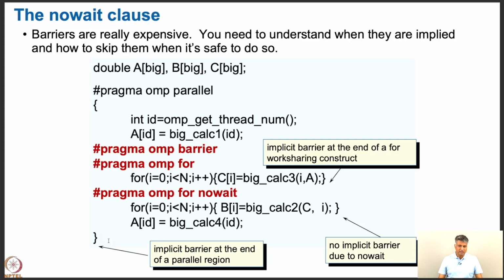But this is very critical in the sense that as a programmer, you need to understand where it is safe to skip and avoid synchronization and where it is unsafe, because with great power comes great responsibility. You might end up corrupting the data if you do not understand these things properly. The positive side of this is that you will be able to extract better performance if you put in these nowait clauses and use them safely.